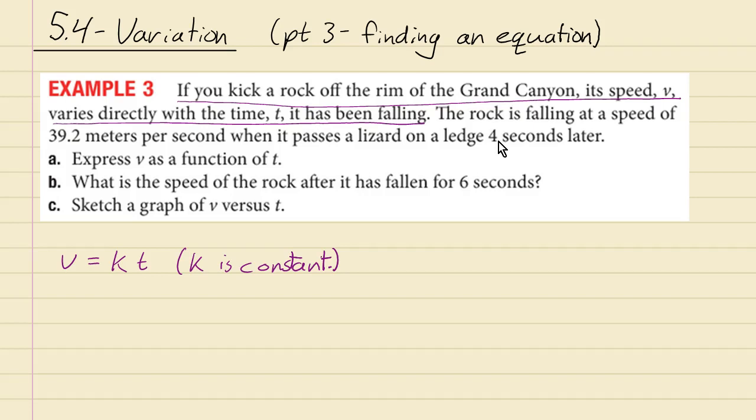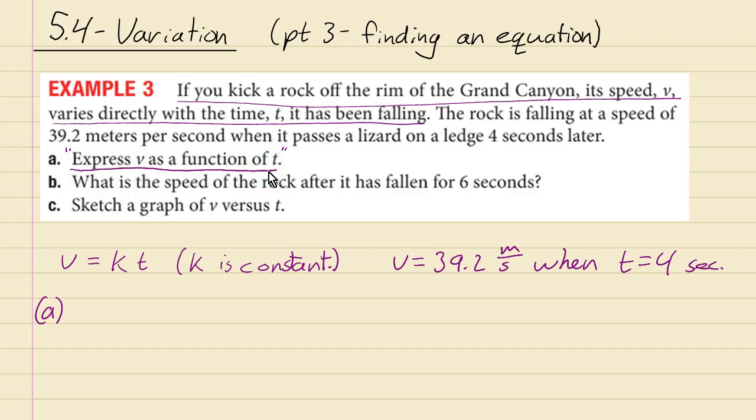So we got that. We got a value of v equals 39.2 meters per second when t equals 4 seconds. So then let's look at question A. Express v as a function of t. This is another way of saying write an equation for v in terms of t.